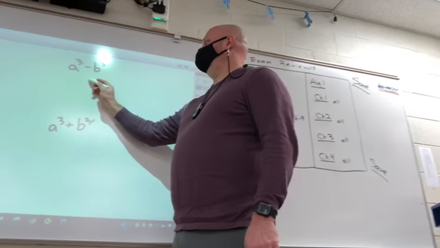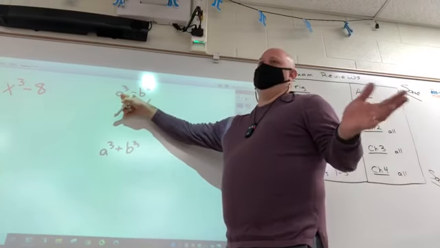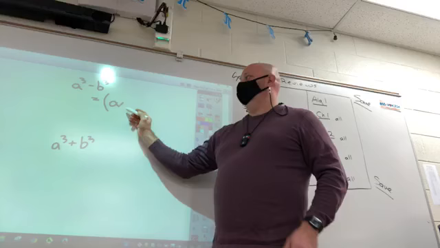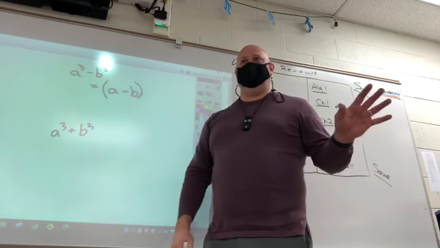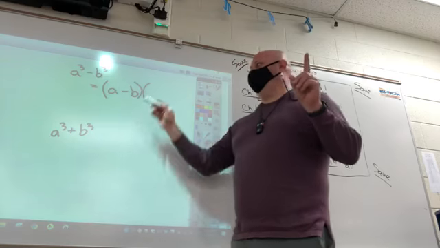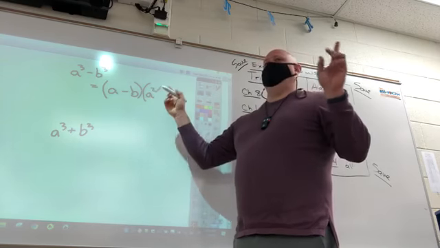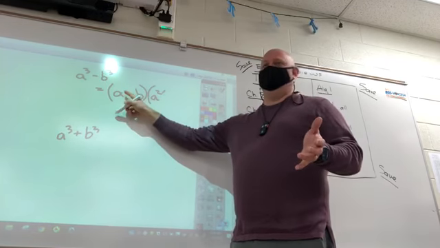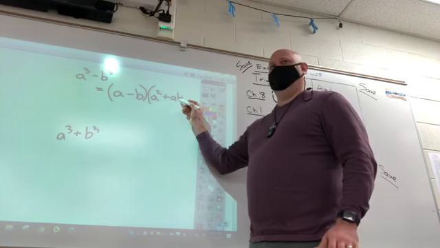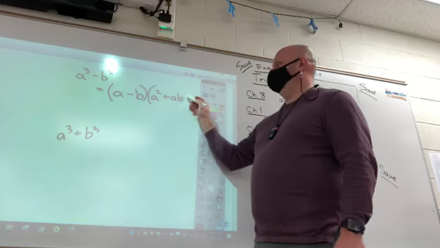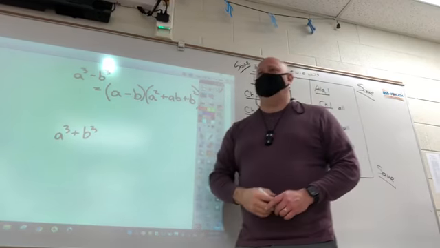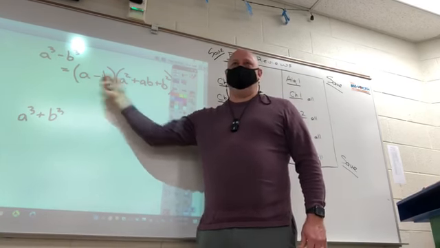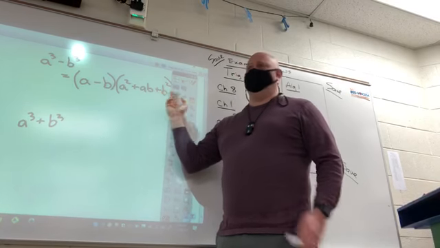All right, so it's real simple. What this factors into is this. What's the cube root of a to the cube? A. Cube root of negative b to the third? That'd be negative b. So you take the cube root of both. Okay? And then you square the first, opposite the product. So if I multiply those together and take the opposite, that would be plus ab. Yes? Second one squared. So you take the cube root of both, you square the first, opposite the product. Does everybody see what I mean by opposite the product? And then you square the second.